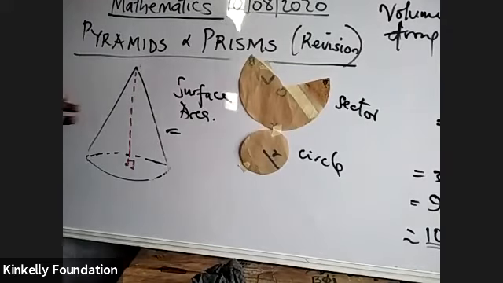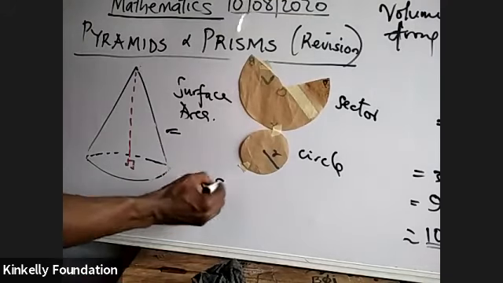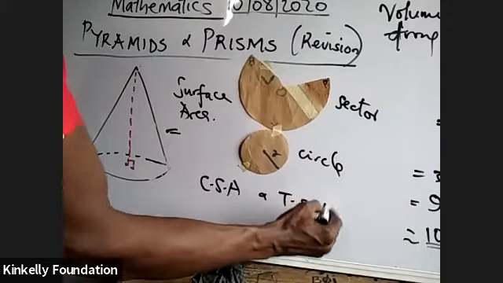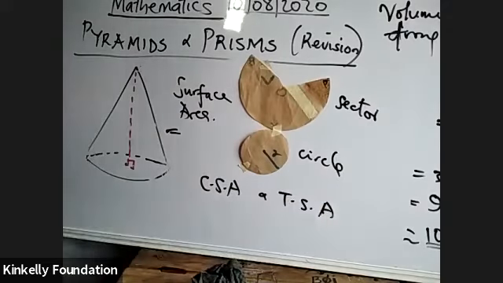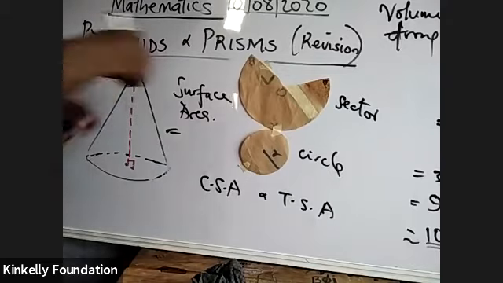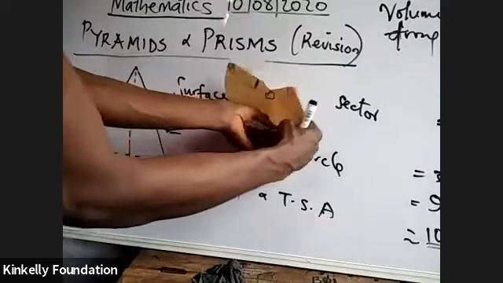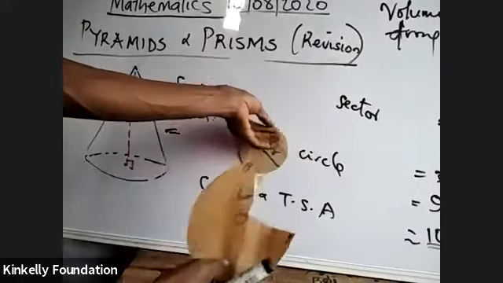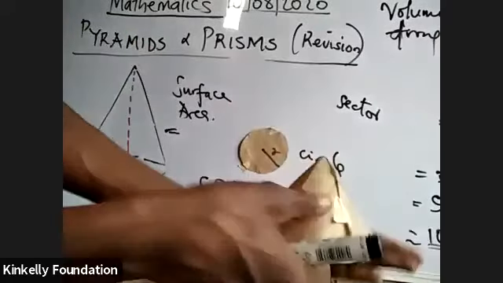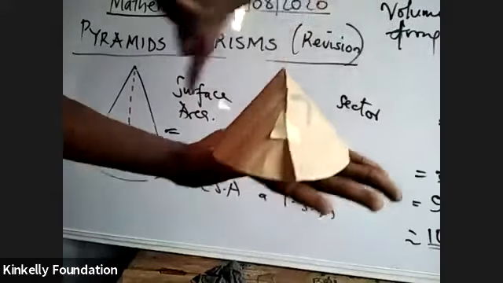Now, in a cone, we have what we call the curved surface area, the CSA, and the total surface area. The curved surface area talks about this area, which is this. See the curved surface, this thing, as you fold it, this is the area of the curved surface.